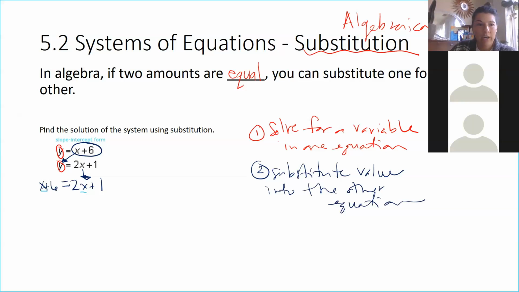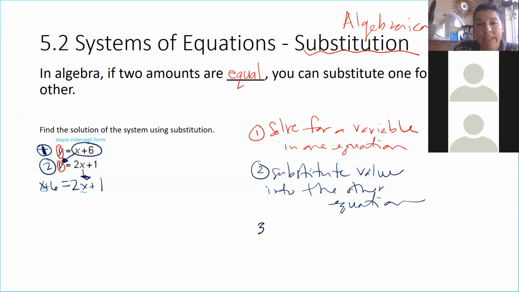Okay, so I'm going to review here what we did. Up here in this first equation, I'm going to actually number these, so equation 1 and equation 2. Notice in equation 1, y is equal to x plus 6. So I took x plus 6 and I substituted it in for y in my second equation. And I rewrote what I have: x plus 6 equals 2x plus 1.